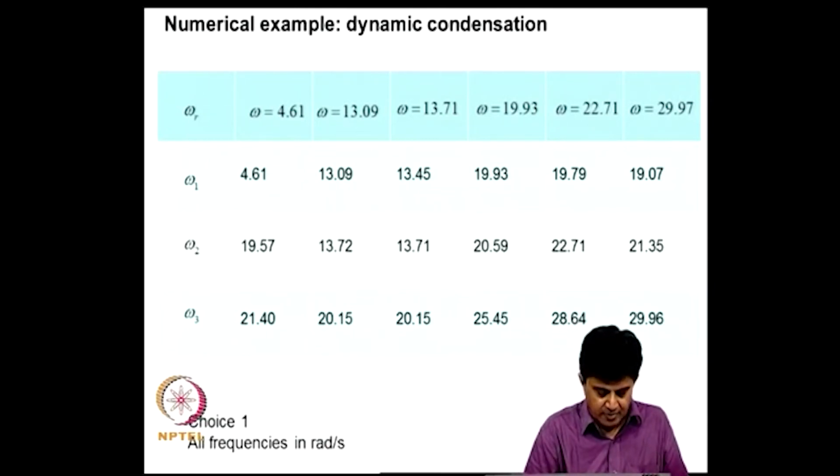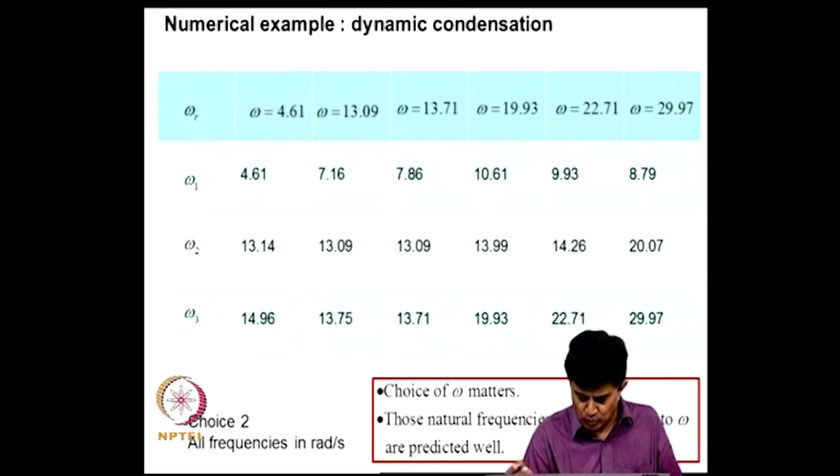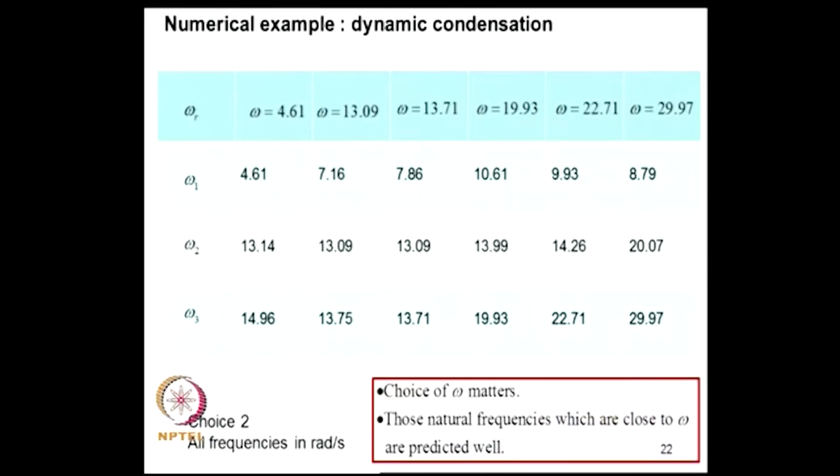So, in choice 1 this is what I get. In choice 2, that means choice of master and slave degrees of freedom, the same thing happens, but of course now the frequencies other than the ones in proximity of these numbers will be different from what was there in model 1. So, the choice of omega does matter, and those natural frequencies which are close to omega are predicted well. That is the observation that we make here.